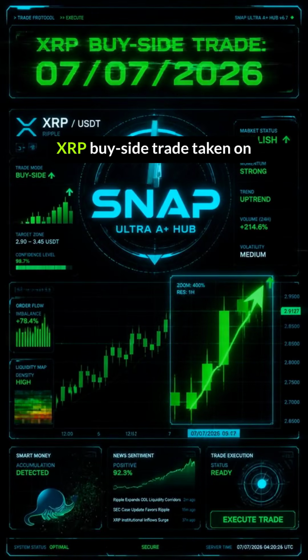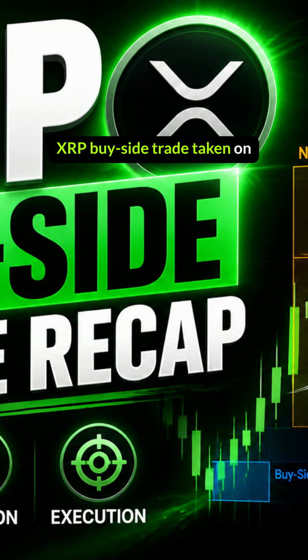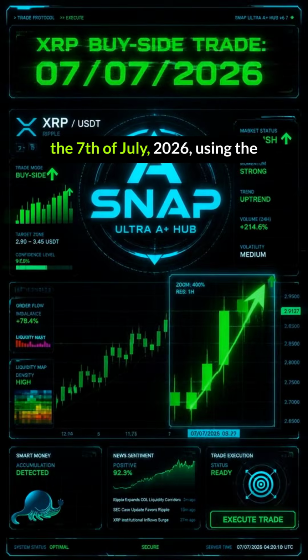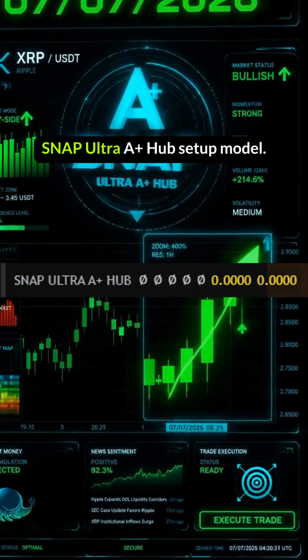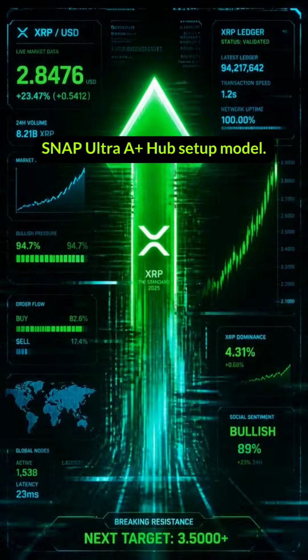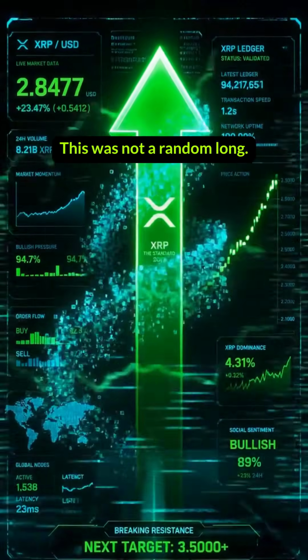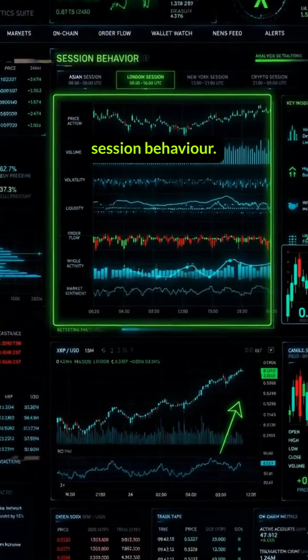Today we're breaking down an XRP buy-side trade taken on the 7th of July, 2026, using the Snap Ultra A+ Hub setup model. This was not a random long. The setup started with session behavior.